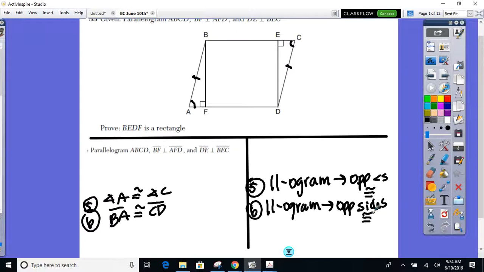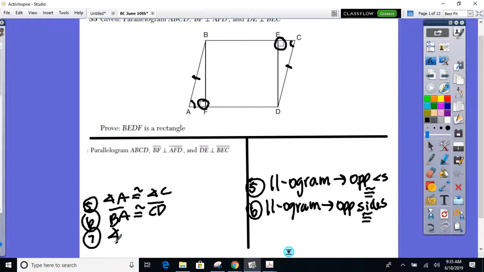Now, I saved this last one on purpose. They put those right angles in there. Did they put them in your statements and reasons for you? No. And that's what we're grading. We're not grading how well you mark up your diagram. So just because it's marked already, don't assume it's already in your proof. I still need to go through the 2 steps.